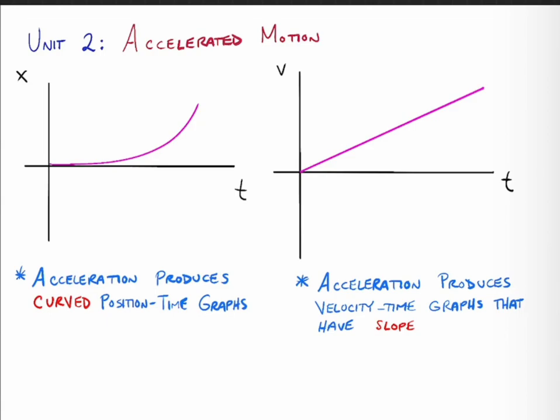It was a bunch of horizontal lines that we connected with vertical lines, but there was no slope. There were no slanted diagonal lines on that velocity time graph. So we just need to understand that what we're looking at here in front of us is acceleration. We now have curved position time graphs, and we have velocity time graphs that actually have slopes on them. So that's one of the big differences.